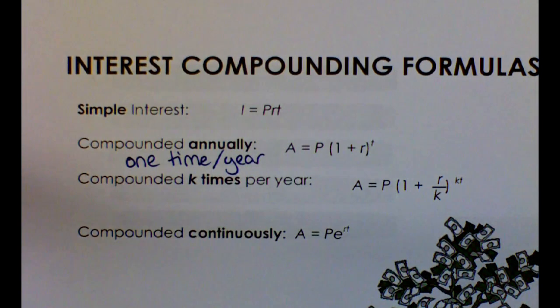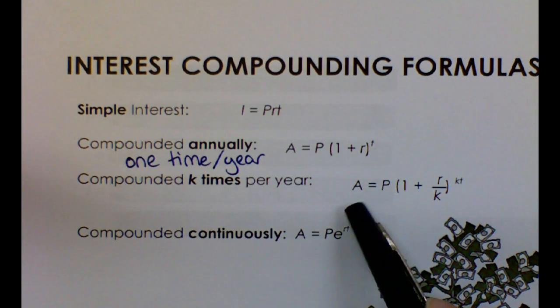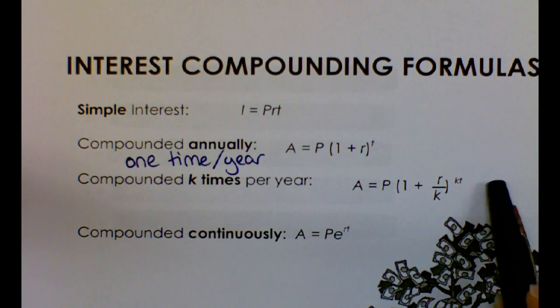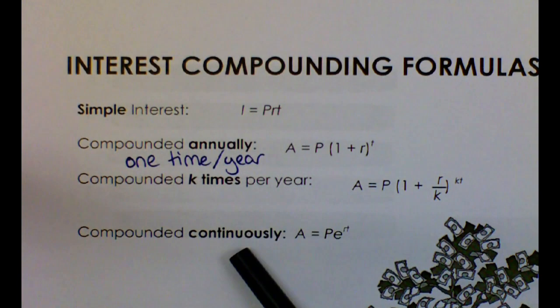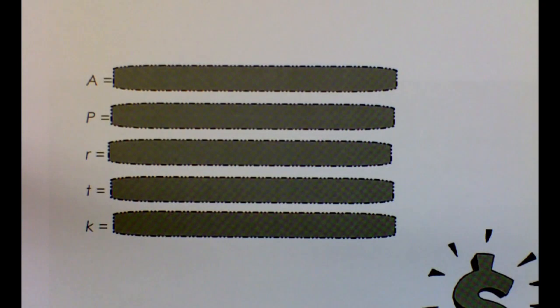If it's compounded k times per year, that means like 5 times per year, 10 times per year, 12 times per year. The formula is A, the new amount, equals P times 1 plus r over k to the kt power. We'll talk about what these variables are in just a moment. And then continuously is A equals P times e to the rt power. Please remember that e is not a variable. But what are those variables?